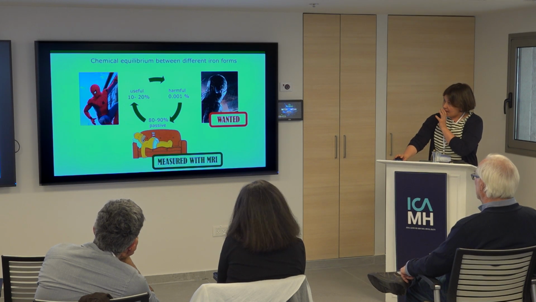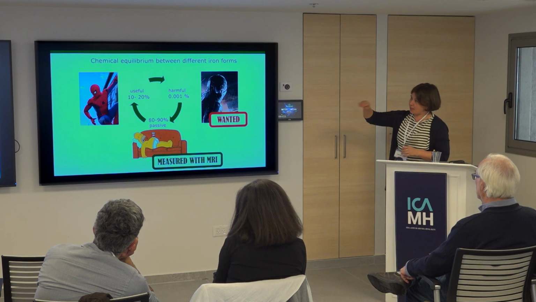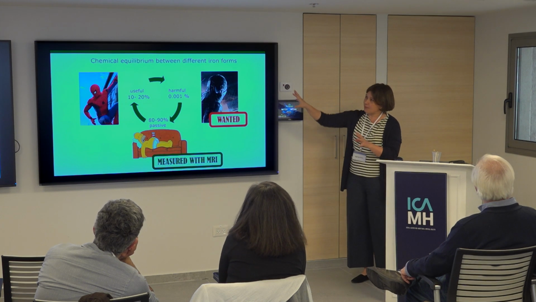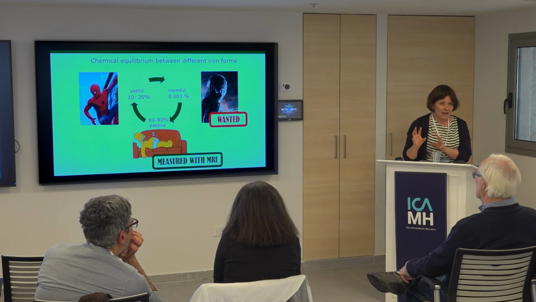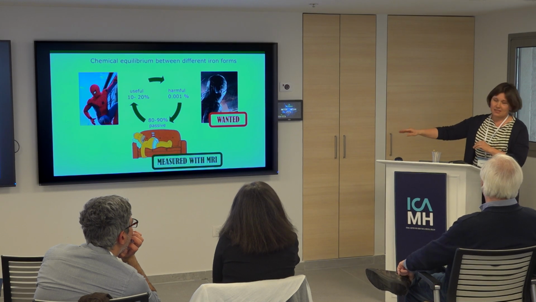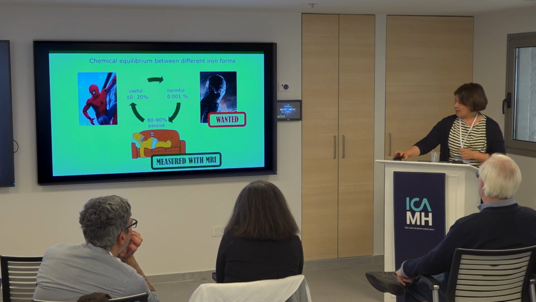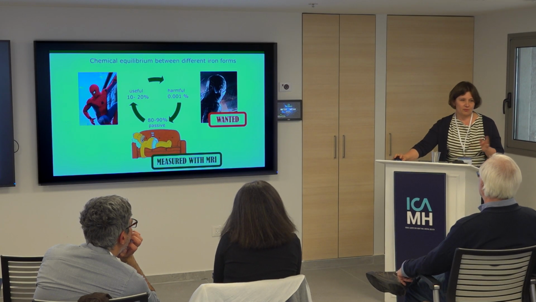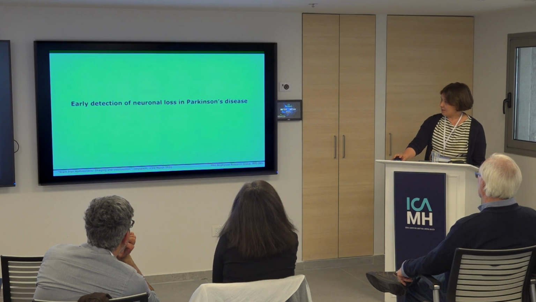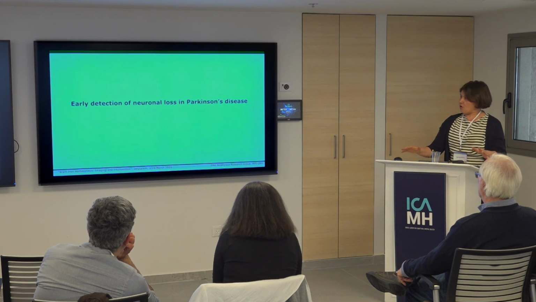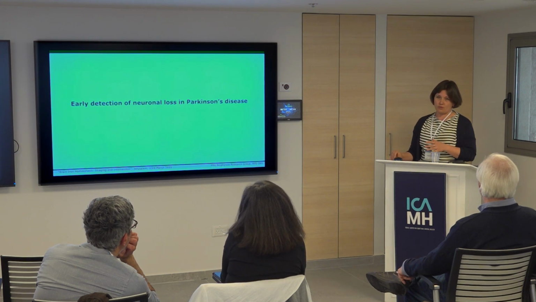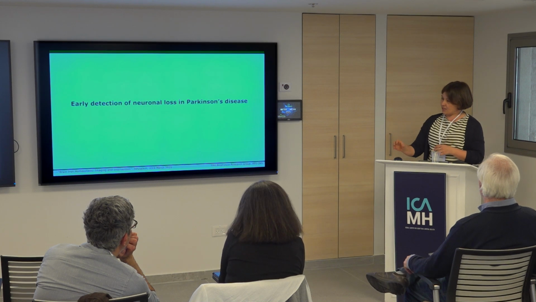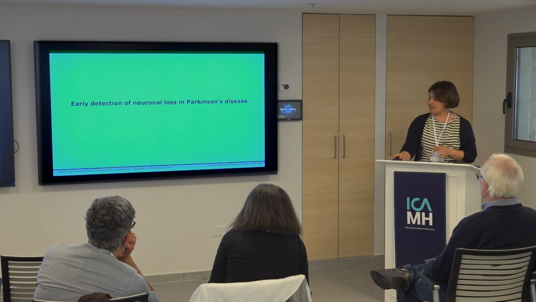And I think a little bit we can learn, because we can use the fact that there is a chemical equilibrium between these different forms. So partly we may infer from this passive one something about the in vivo one. And I'll show you one example. It would be really interesting what you think about it. So for the rest of my talk, I wanted to walk you through one example, and that's the early detection of neuronal loss in Parkinson's disease.